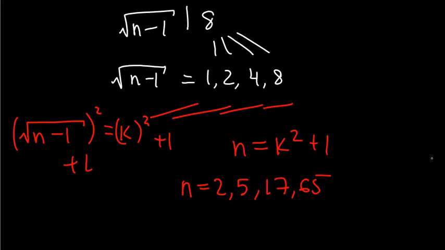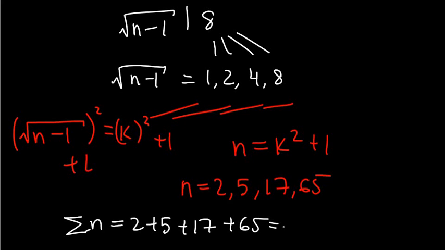But we're not done yet. Remember the question said we have to compute the sum of all these positive integers. So we're almost done. We just have to find the sum of n, which is 2 plus 5 plus 17 plus 65, which is equal to 24 plus 65, which is equal to 89. So therefore, the answer to this question is simply 89. That's the end of the problem. I hope you guys enjoyed it, and thank you and have a nice day.